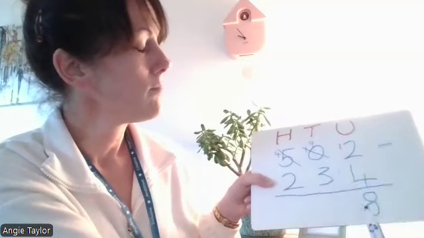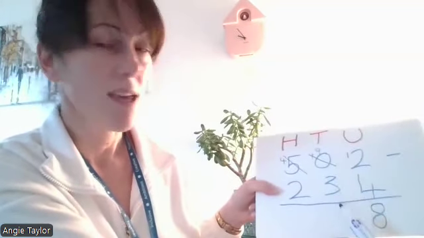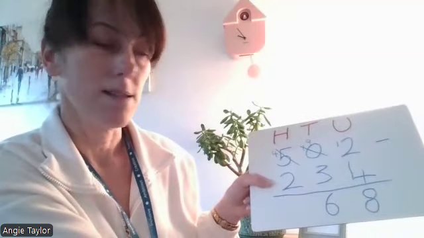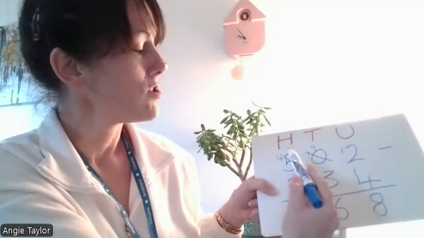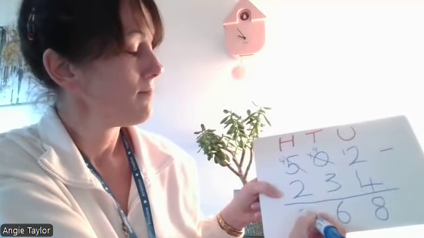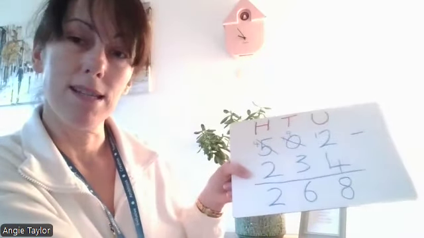In the tens column, we've now got 9, remember? 9 take away 3, 6. And then in the hundreds column, 4 take away 2 is 2. And our answer is 268.